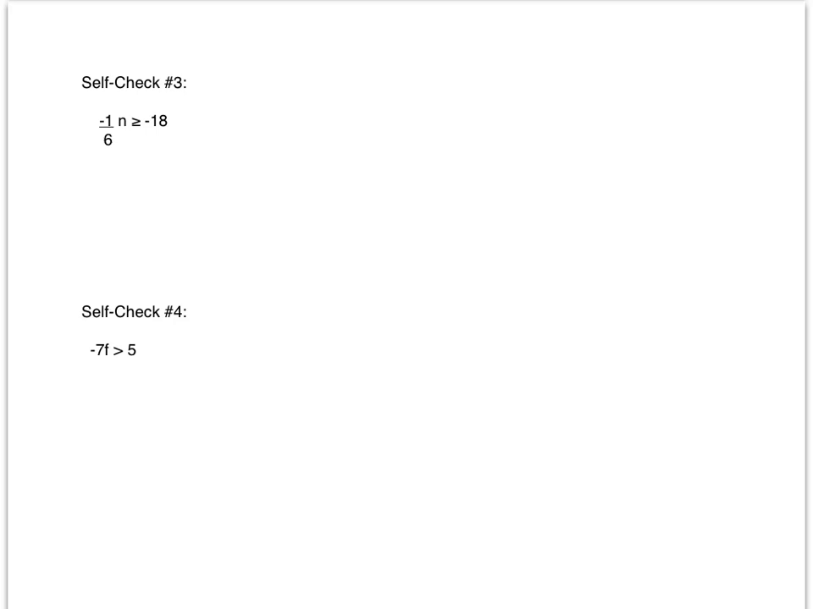Now it's time to do a couple of problems on your own. In self-check number 3, negative 1/6 times n is greater than or equal to negative 18. In self-check number 4, negative 7f is greater than 5. Take a few minutes to work these problems on the back of your notes, put your answer on your notes, and also submit your answer to me online.